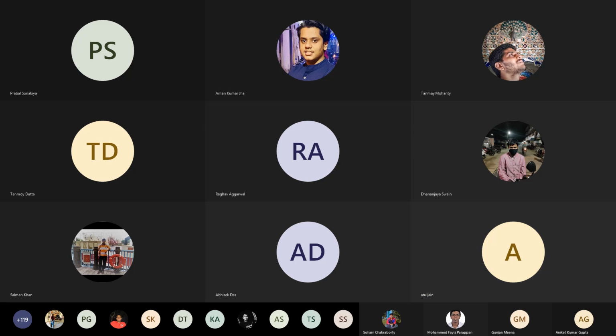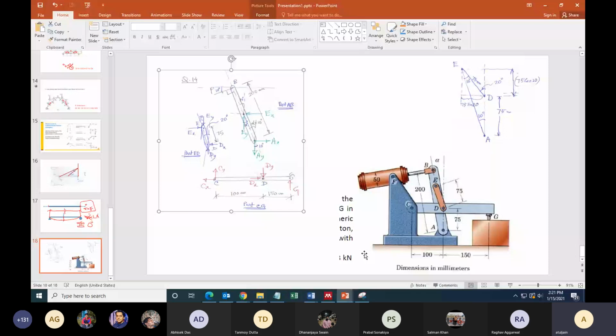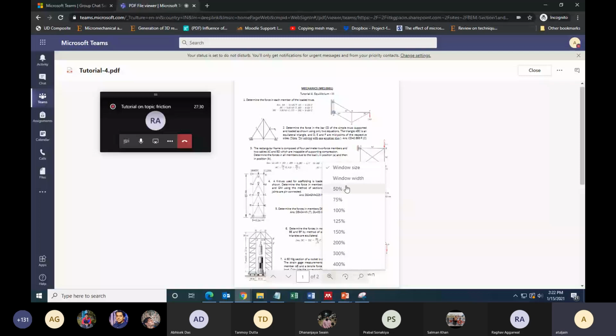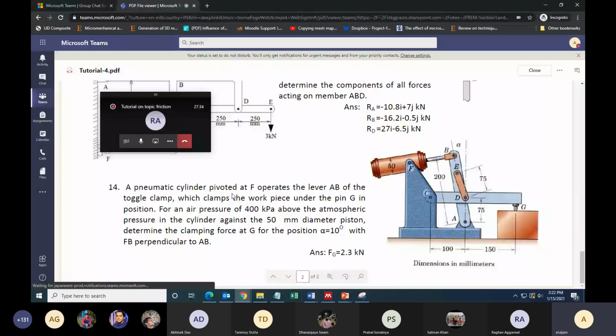Okay. So what does the question say? A pneumatic cylinder pivoted at F operates under the lever AB of the toggle clamp, which clamps. Determine the clamping force at G. So this is the unknown.